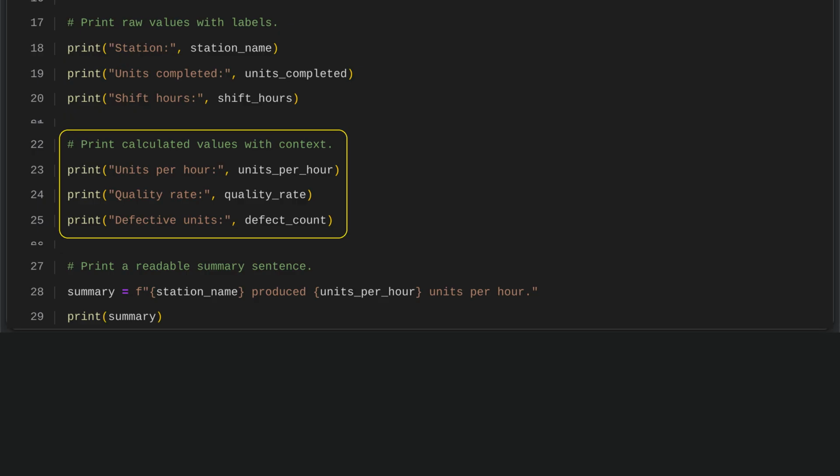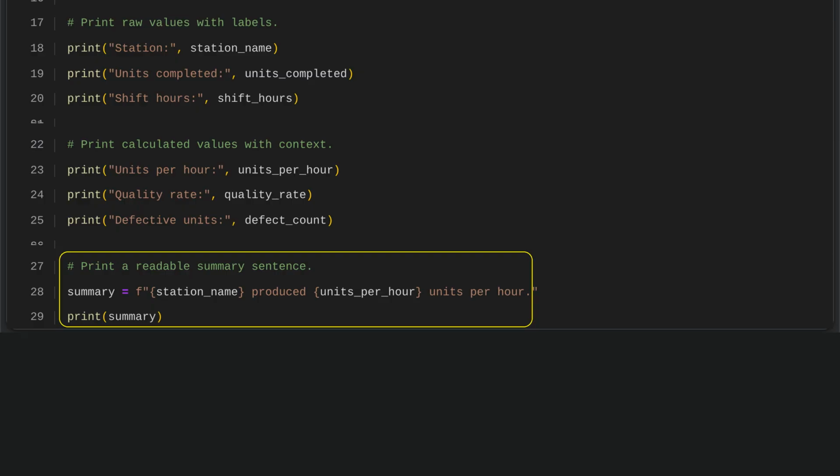The code displays key production performance metrics: units produced per hour, the quality rate, and the number of defective units. Together, these outputs show how efficiently production is running and how many products meet quality standards.